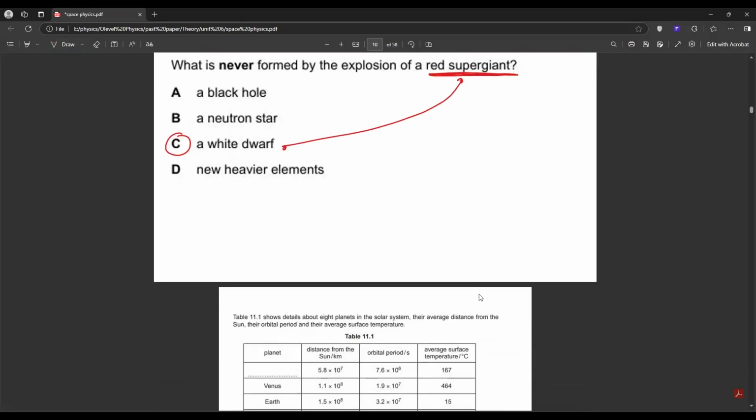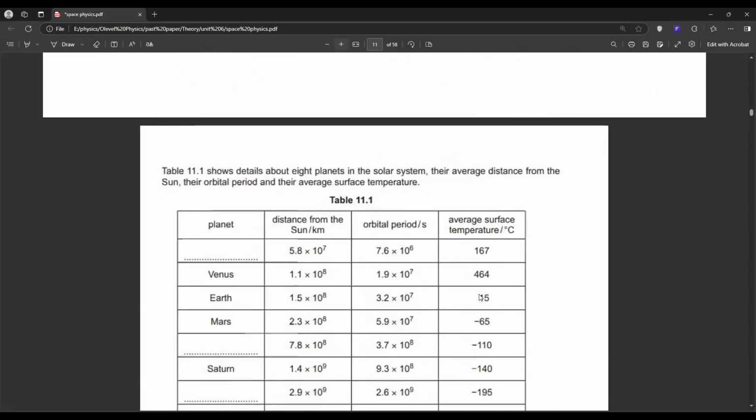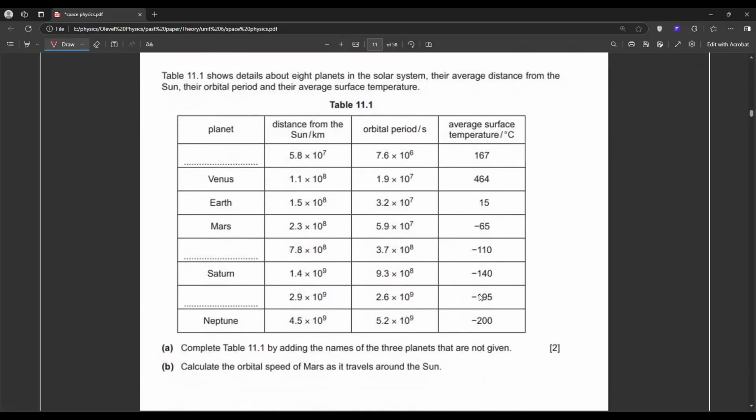Let's further move ahead. Let's move on to the theory questions now. Table 1.1 shows details about 8 planets in the solar system, their average distance from the sun, their orbital period, and their average surface temperatures. Complete table 1.1 by adding the names of the 3 planets that are not given. First of all, the closest planet to the Sun is Mercury.